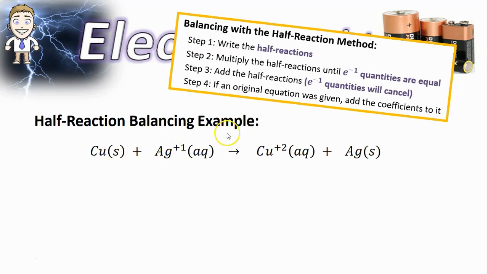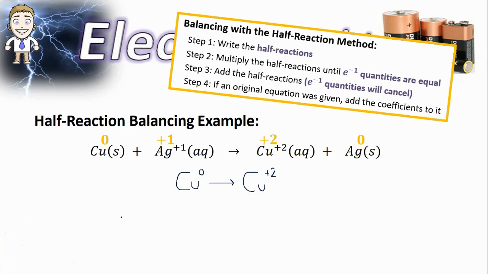1 copper in the reactants, 1 copper in the products, same thing with the silvers. But when we write out the half reactions, you'll see that it's actually not balanced. So let's start off with step 1 and write the half reactions for this equation. First, I'll assign oxidation numbers to all of these atoms.